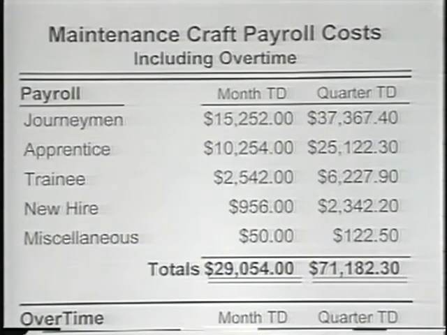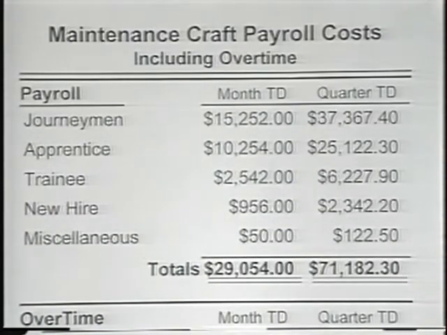So let's look at this exhibit, which really is Exhibit 9-1. It is in your notebook as page 9-1. And this represents the maintenance craft payroll costs, including overtime. Now, this exhibit has 2 sections to it. The top section pertains to payroll. The second section, the bottom half, pertains to overtime.